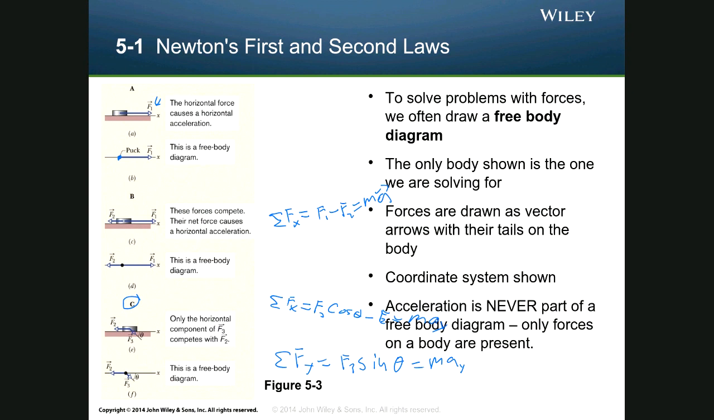All right. So let's get back to it. Are there any questions about the stuff we've talked about with free body diagrams? We're going to see a ton more of it, so don't worry too much.